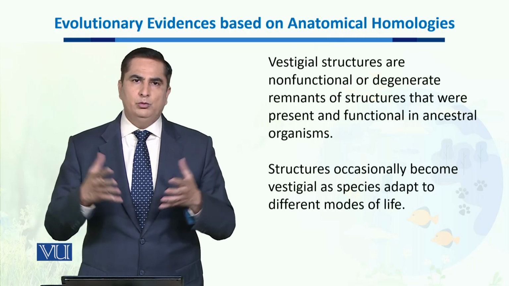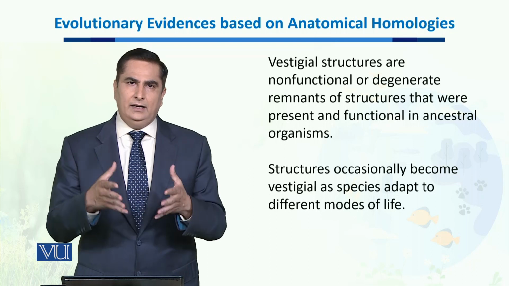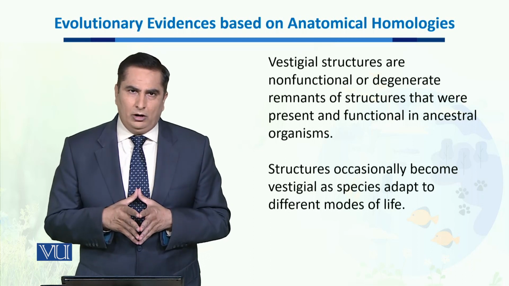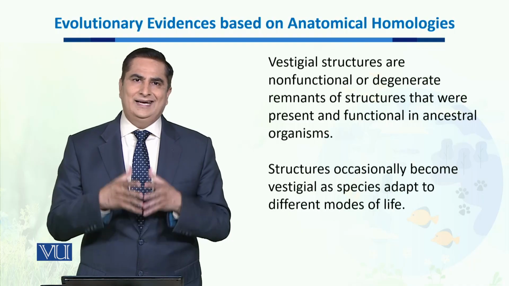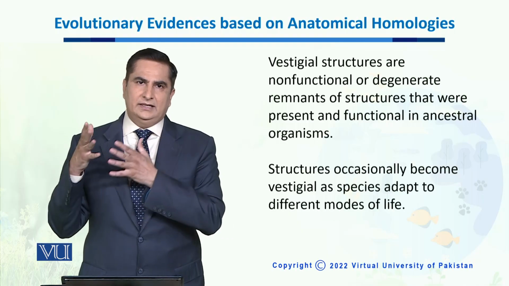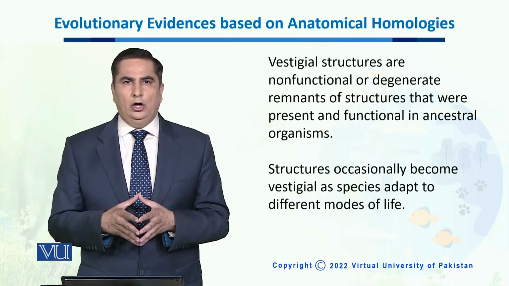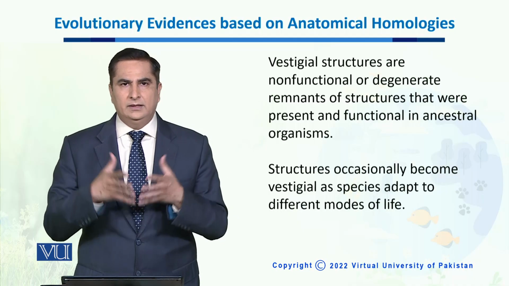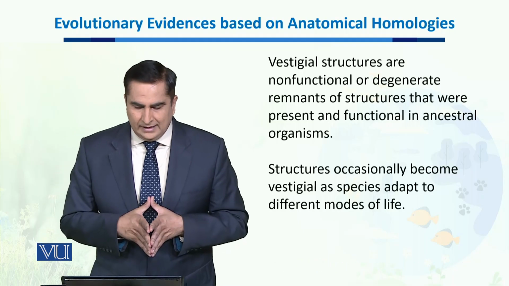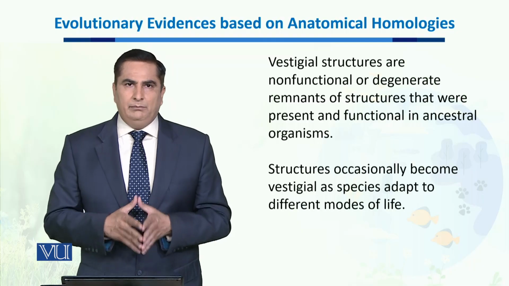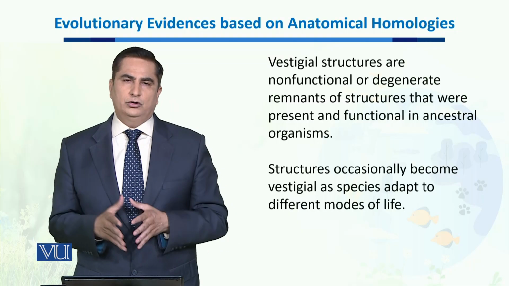For example, in human, the coccyx bone, which is present at the end of the vertebral column, is thought to be a result of a tail which was present in the ancestors of the humans, but it has lost its function and remains as a remnant structure in the humans. The structure occasionally becomes vestigial as species adapt to different modes of life.